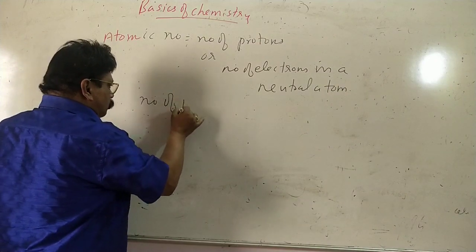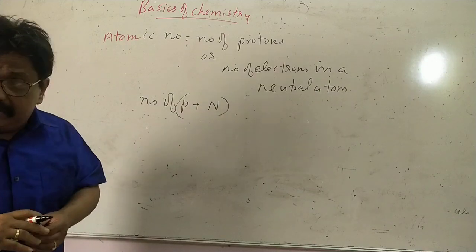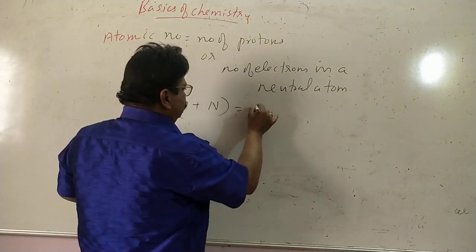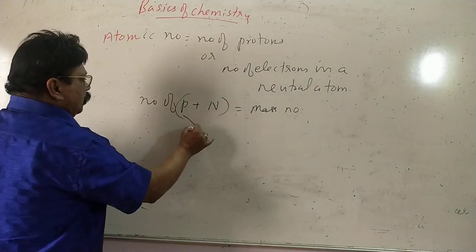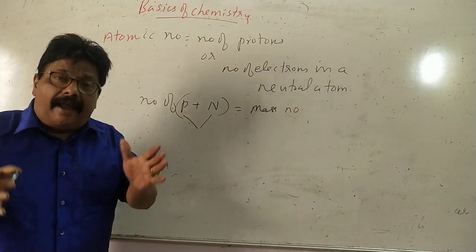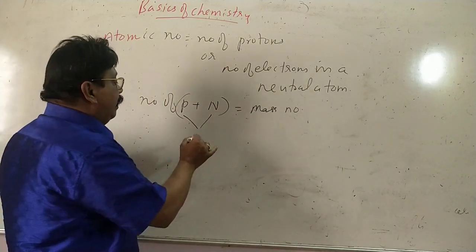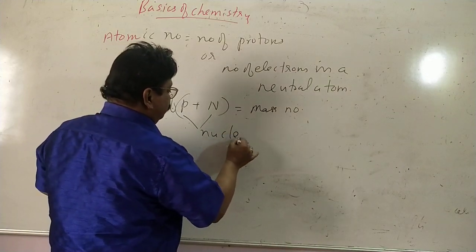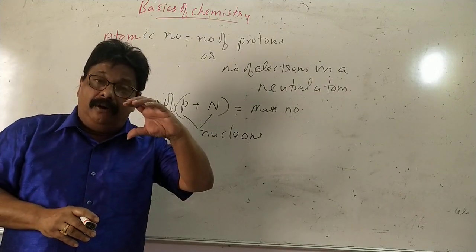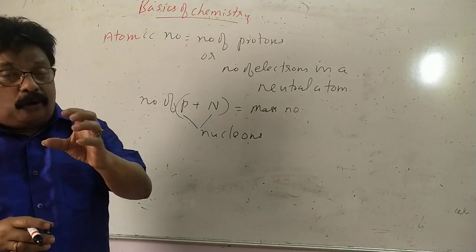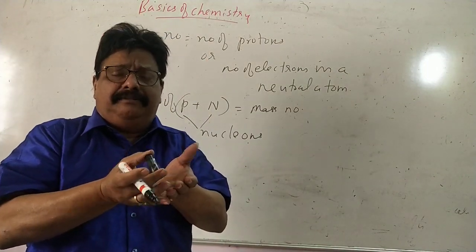The number of protons plus the number of neutrons, what will we say to this? Mass number. And protons and neutrons together, what do we say? Nucleons. Protons and neutrons together are called nucleons, because they are particles of the nucleus.